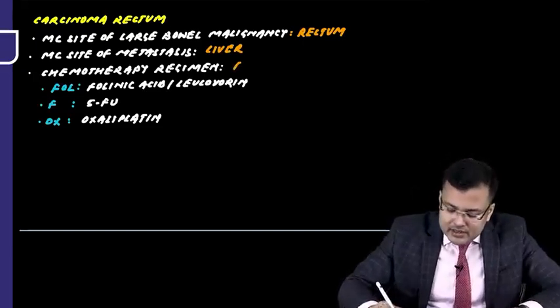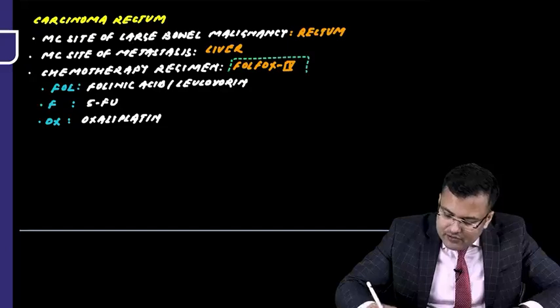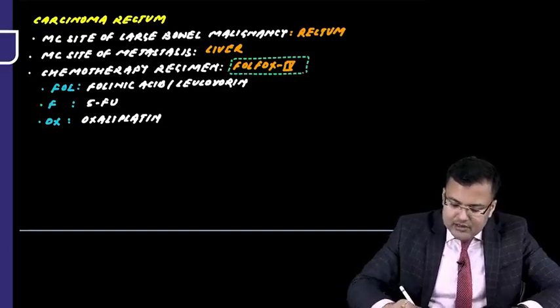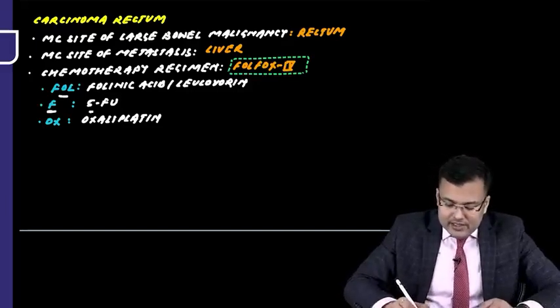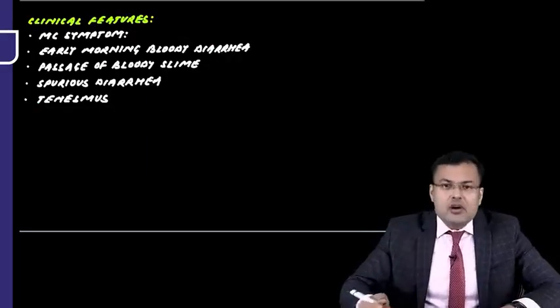And what is the chemotherapy regimen in carcinoma colon as well as carcinoma rectum? We discussed it is FOLFOX4. So name of the chemotherapy regimen which we use, name is FOLFOX4. So what is the full form? You can see here. Full form, FOL, that is folinic acid, also known as leucovorin, F, that is 5-fluorouracil, OX, that is oxaliplatin.